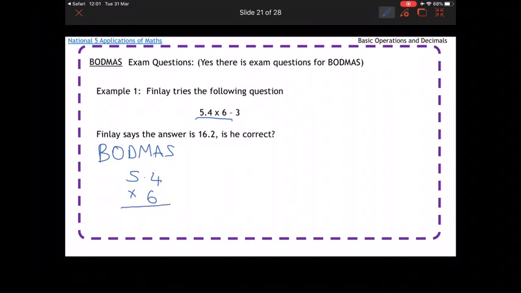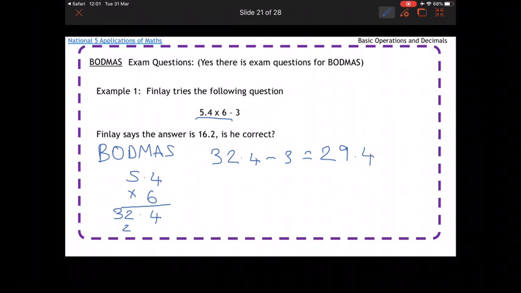So just do multiplication first. 5.4 times 6. Lay it out, going from right to left, with the 5.4 above. Don't forget the decimal point after the first number, and that gives you 32.4. Then what we've got to do is take away 3 from that. So once you take away 3, it's going to give you an answer of 29.4.